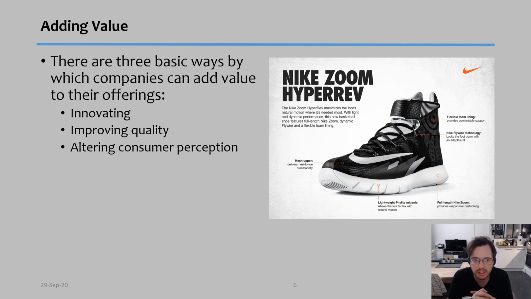The fourth one is adding value. So here we're talking about when a brand creates advertisement because they have something new. And typically a brand can add value in 3 different ways: with new innovations, with improved quality, or to alter a consumer perception over a certain product. For example, in this case we have the Nike Zoom Hyper Reef, and this is an example of a brand creating an advertisement about innovation but also about improved quality.